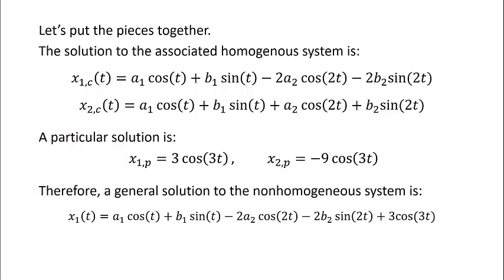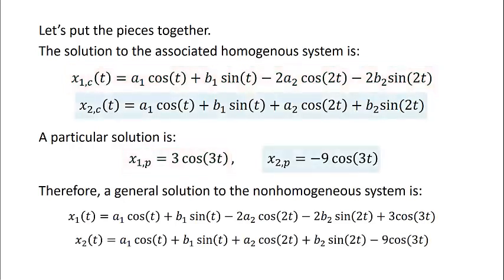Therefore, a general solution to the non-homogeneous system for x1, we get a1 cosine of t plus b1 sine of t minus 2a2 cosine of 2t minus 2b2 sine of 2t plus 3 cosine of 3t. And for x2, we get a1 cosine of t plus b1 sine of t plus a2 cosine of 2t plus b2 sine of 2t minus 9 cosine of 3t.